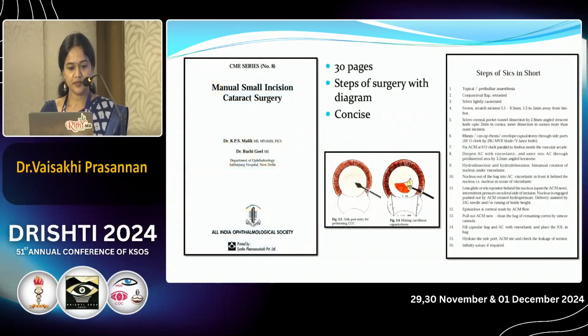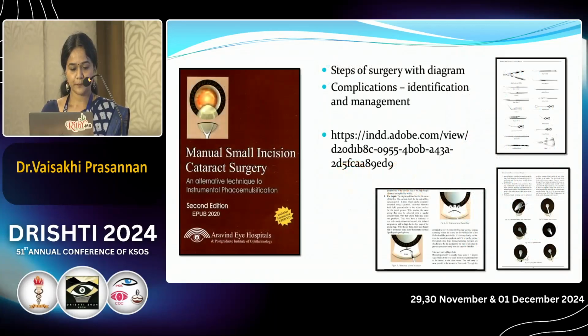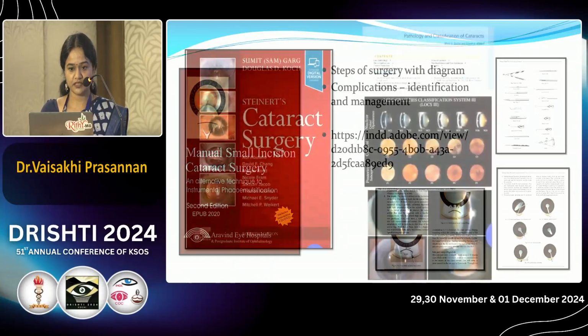This CME series for manual small incision cataract surgery is a brief textbook which is very concise, and this will help you to brush up each step of cataract surgery and the management of complications. Manual small incision cataract surgery by Aravind. This is a brief book which explains in detail the instruments, surgical steps and complication identification and management, and this explains each step using diagrams which will be very easy to use and understand for the PG students.